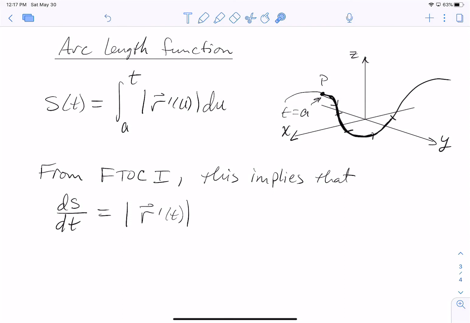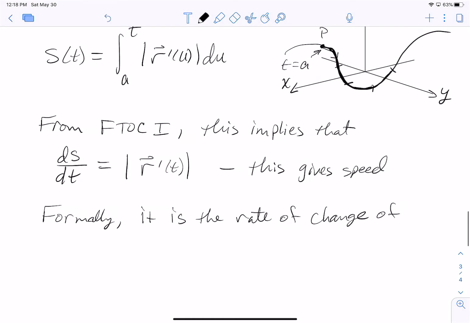To see what this means, what we're saying is the change in arc length over time is equal to the magnitude of r prime of t. Folks, arc length is distance. This is distance divided by time. This effectively gives speed. It can tell us how fast a particle is moving along a curve. Formally, it's the rate of change of arc length as t changes.